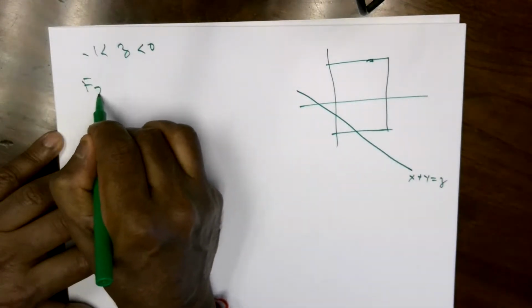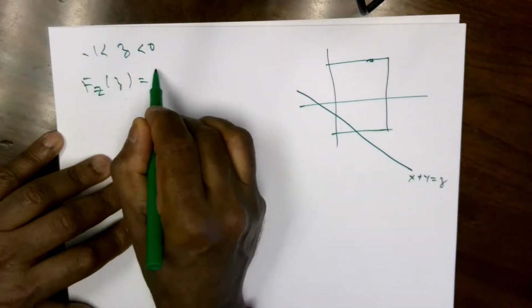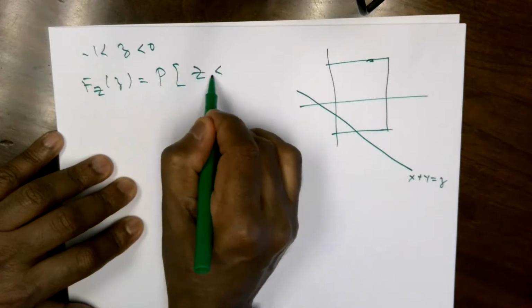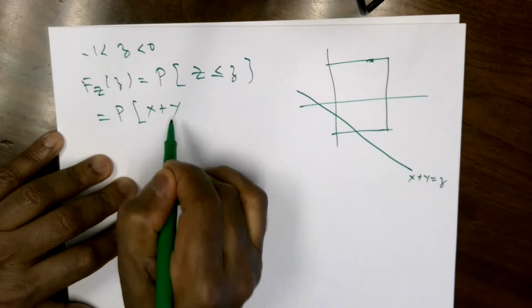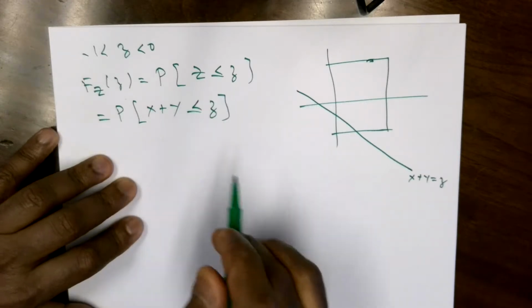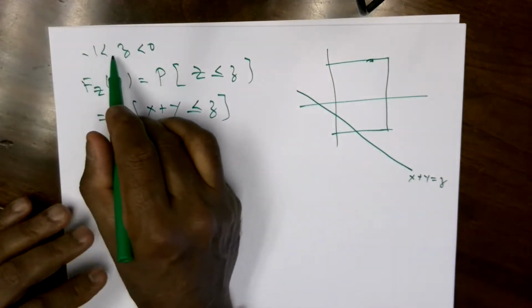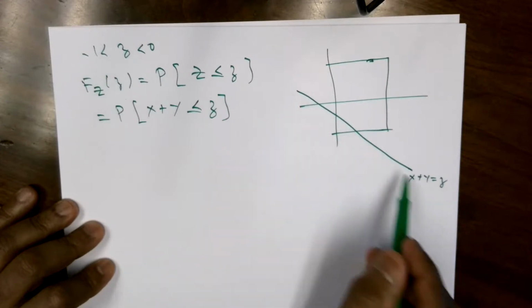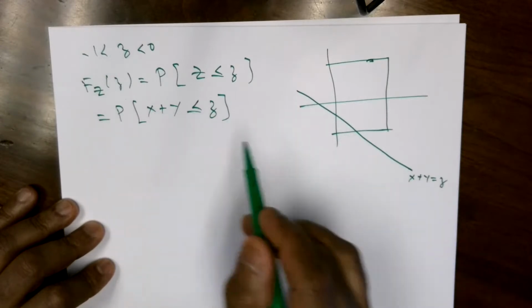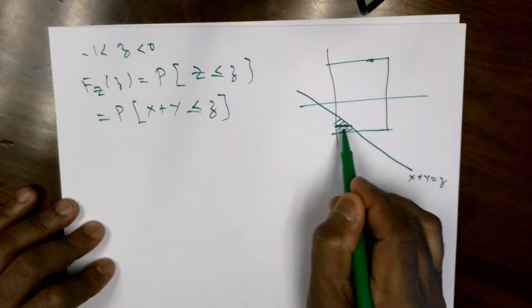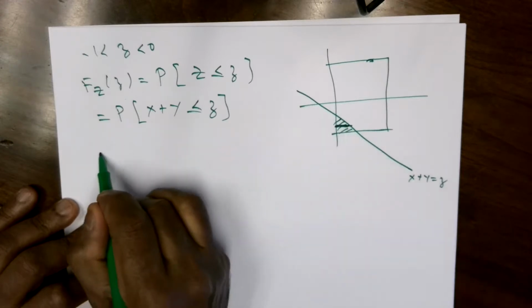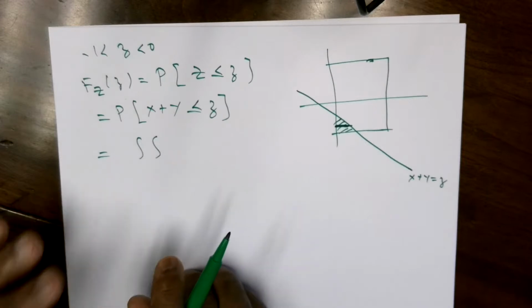So we start with the distribution function of Z. That's by definition the probability that Z is less than or equal to z. But Z is of course given to be X plus Y, so X plus Y less than or equal to z. But z is now between -1 and 0, so we are dealing with this case. And x plus y less than or equal to z is clearly this region. So either way we can integrate using vertical strips or horizontal strips.